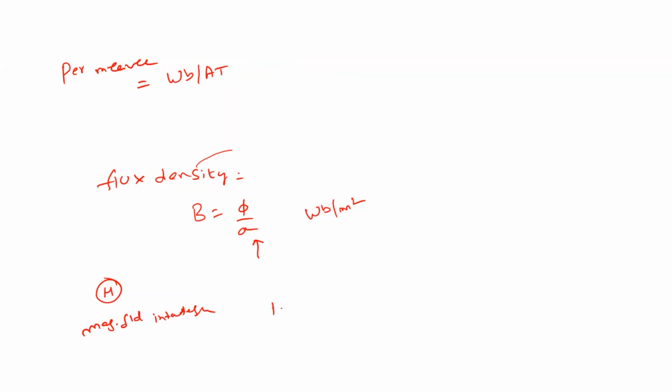What is that? We have this relation, right? H into L is equal to N into I. You might have studied this, right? How did H equal to F by L come from H into L equal to N into I? This is correct? Yes, sir.